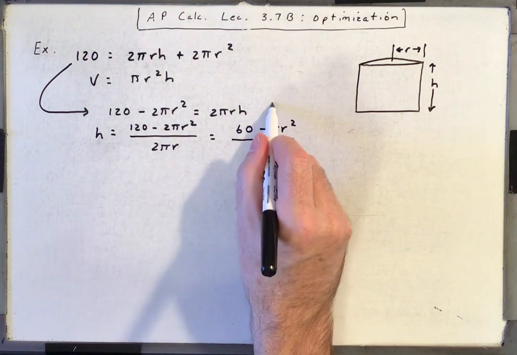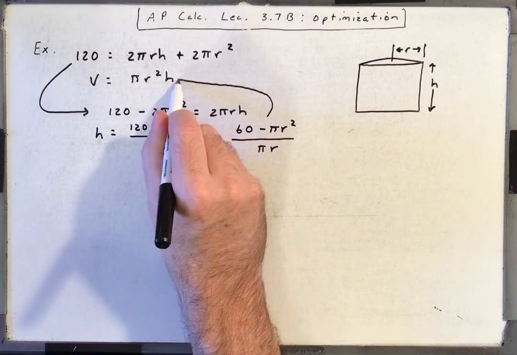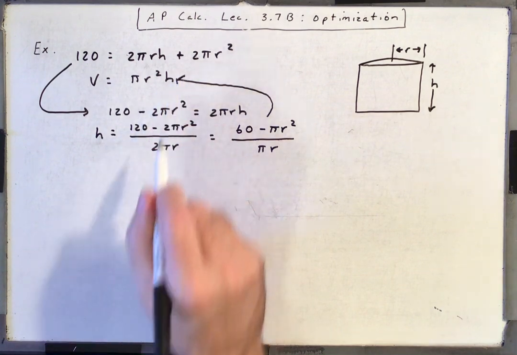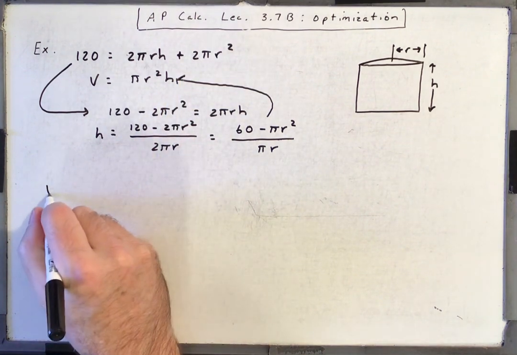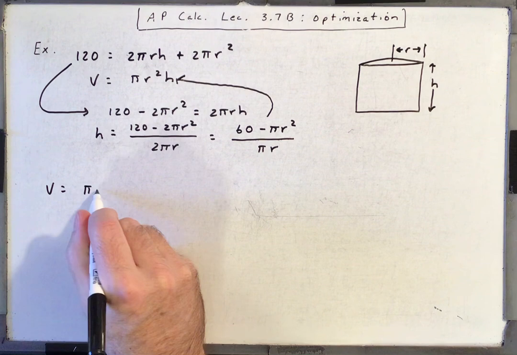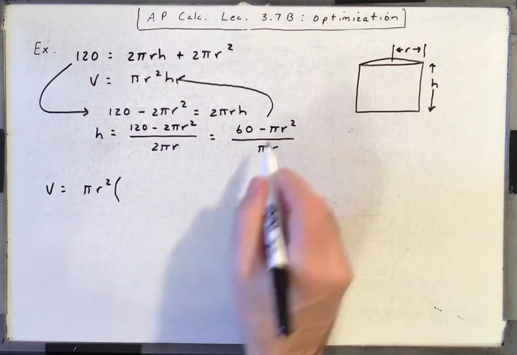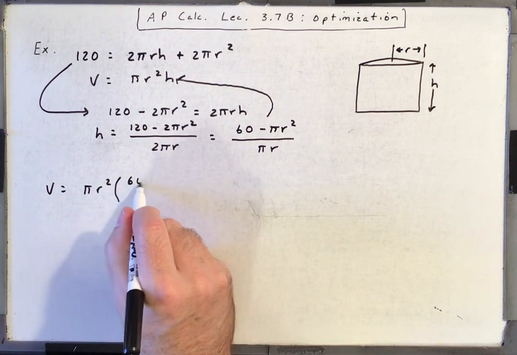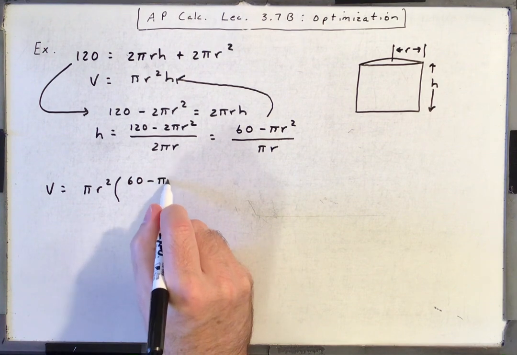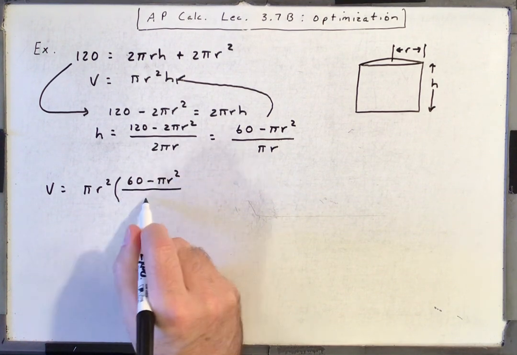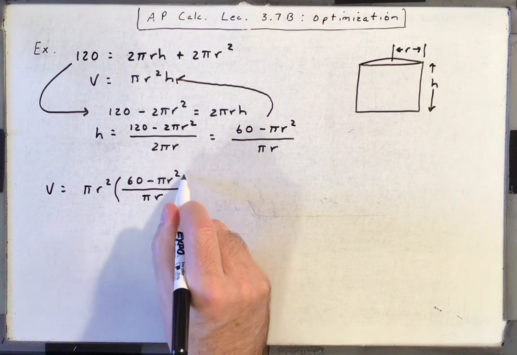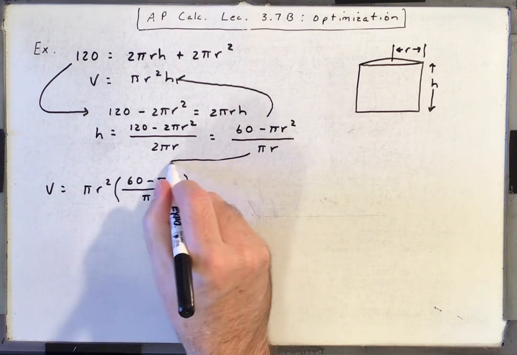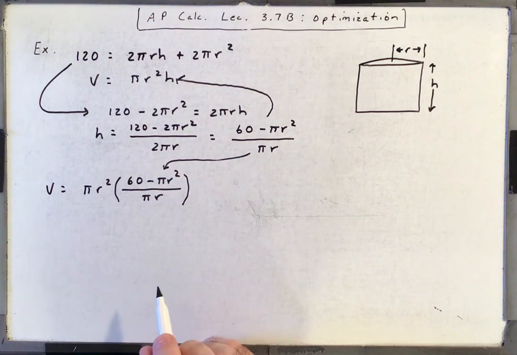So this one is quite a bit of work. This is worse than any of your homework problems for sure. Now I'm going to plug in right there for volume. So volume is equal to pi r squared times all of this: 60 minus pi r squared over pi r. So we just plugged in for h right there.